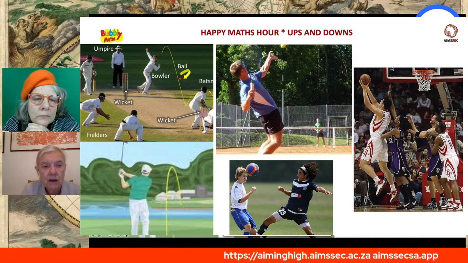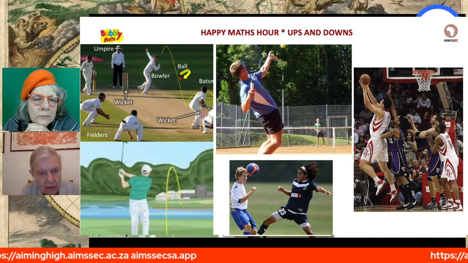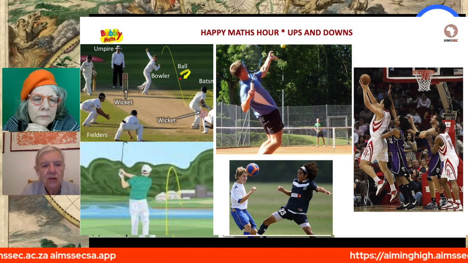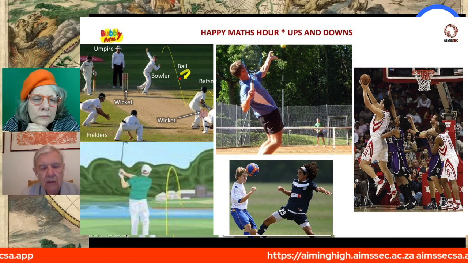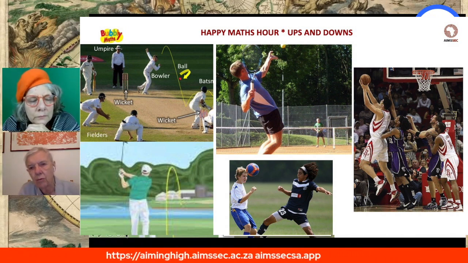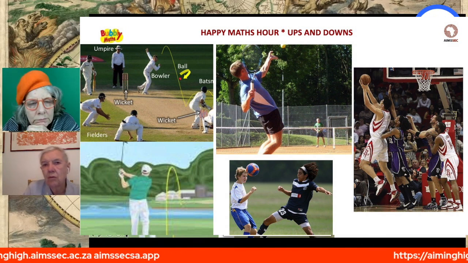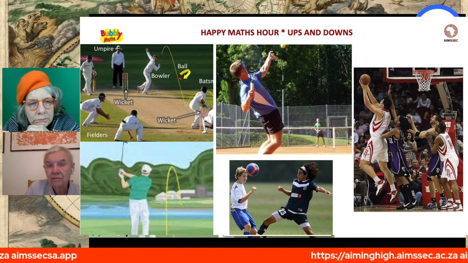So it's very similar to the curve that the golfer makes. He's hit the ball so that it goes over the water to the green on the other side. And then, of course, the footballer wants to get that ball to another player, or better still, into the goal.